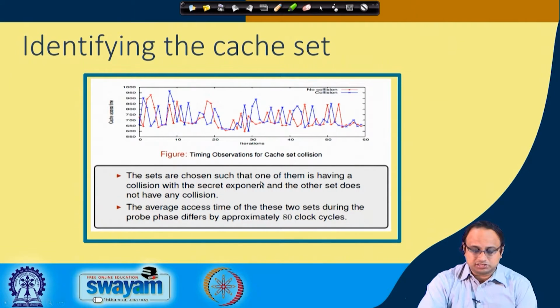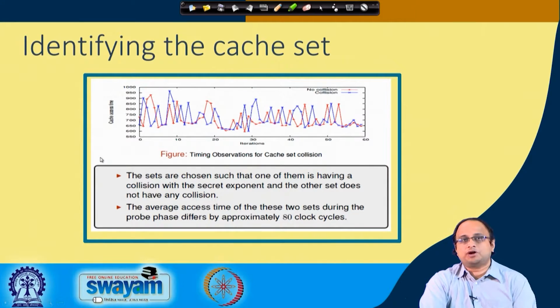The sets are chosen such that one of them has a collision with the secret exponent and the other set does not. The average access times of these two sets during the probe phase differ by approximately 80 clock cycles. This shows a significant discrepancy between the two timings, which leaks information about the LLC mapping of your secret exponent.